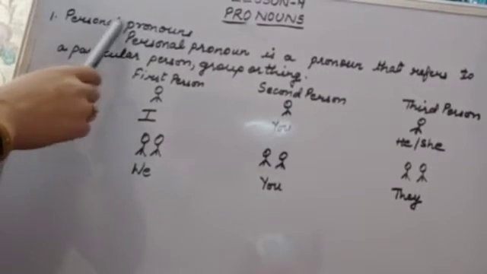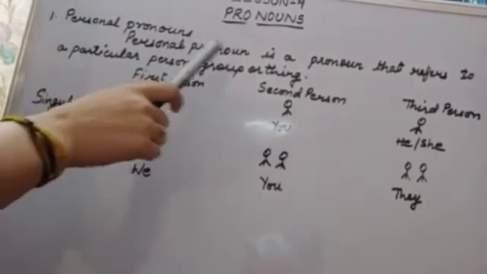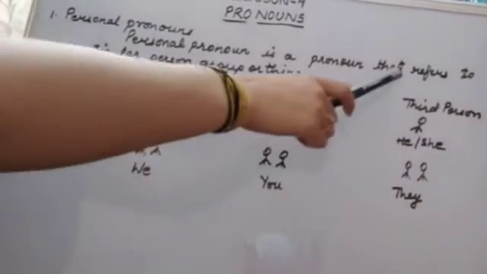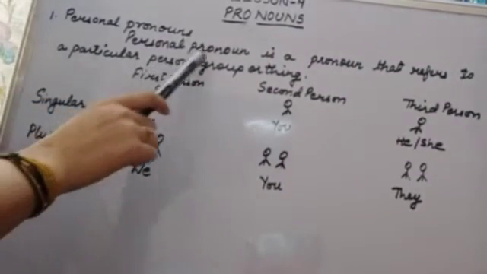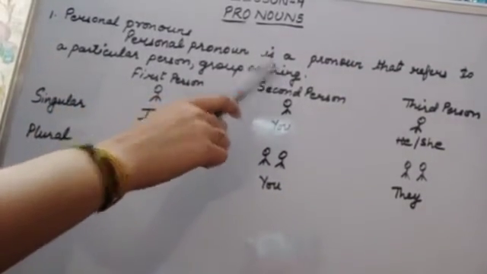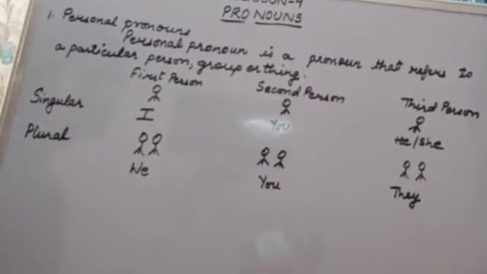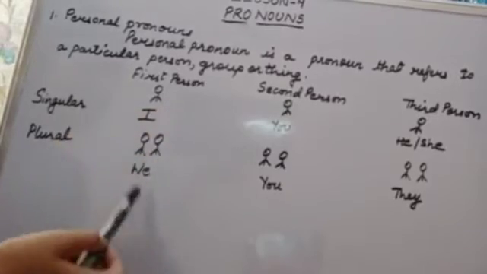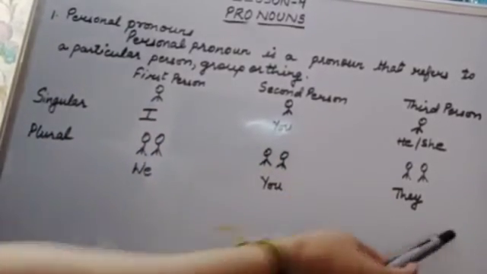So what is the first type of pronoun? It is personal pronoun. Now what is personal pronoun? Personal pronoun is a pronoun that refers to a particular person, group or thing. So how does it refer to a particular person? For that you have to understand three things: first person, second person and third person.